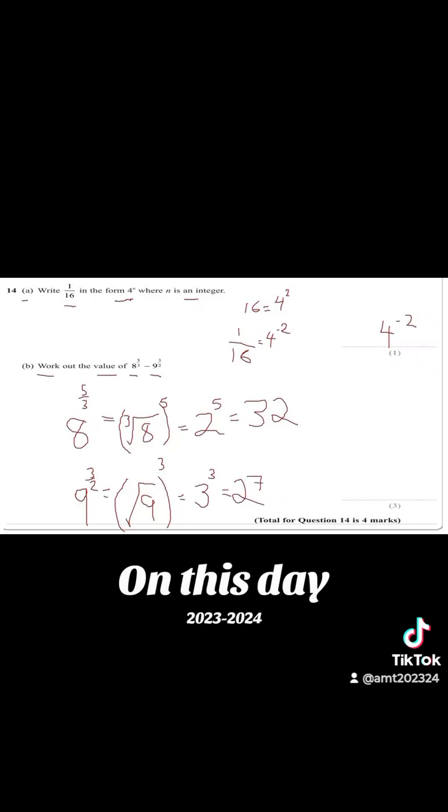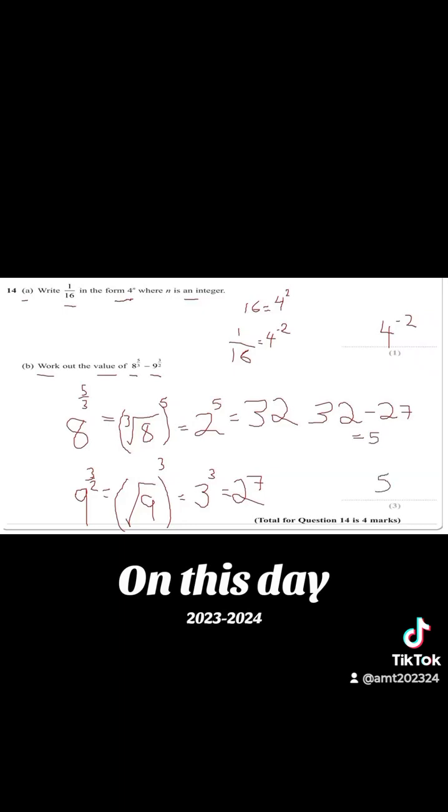I'm now going to do 32 take away 27. So 32 subtract 27, and I get the answer of 5. And that was worth 3 marks.